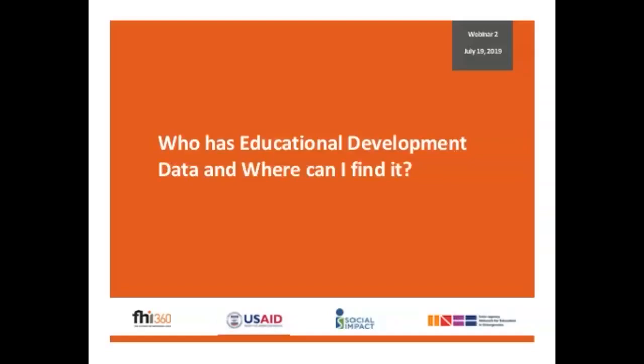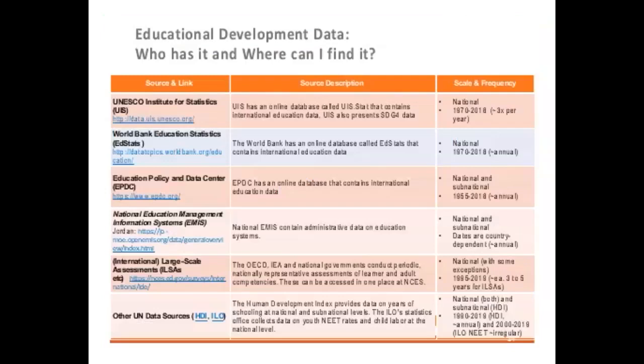So now we're going to do a deep dive into some of the sources for development data, and we're going to talk about how best to leverage them. So we have here a table that's summarizing some of the sources that we'll be discussing later today. The first source is UIS, which stands for UNESCO Institute for Statistics. UIS has the largest database of international educational data. The data is collected on a national level, and it is updated fairly frequently, about 3 times a year.